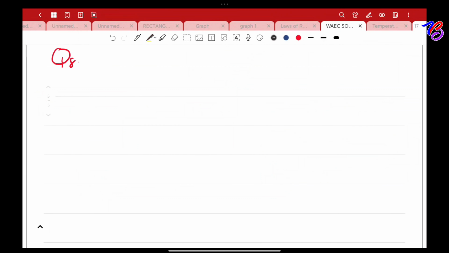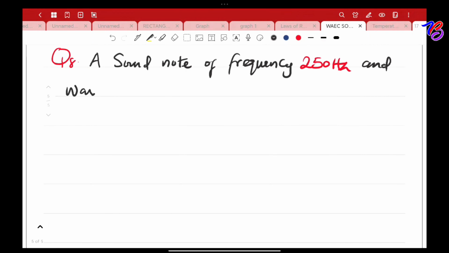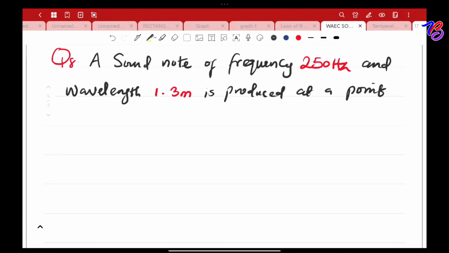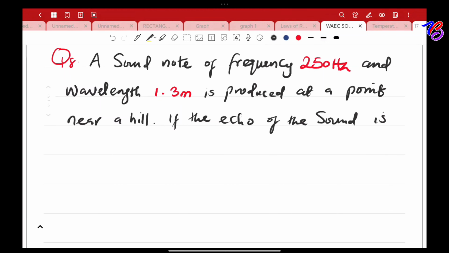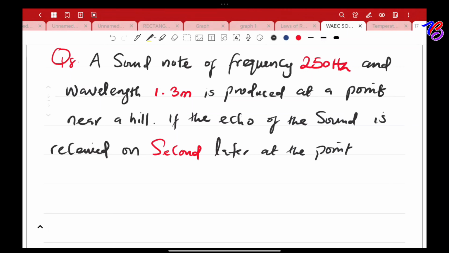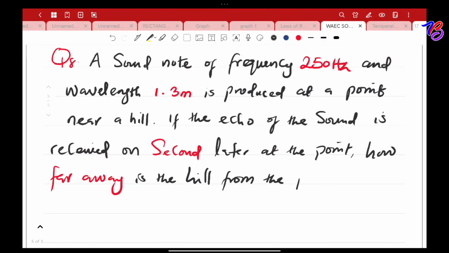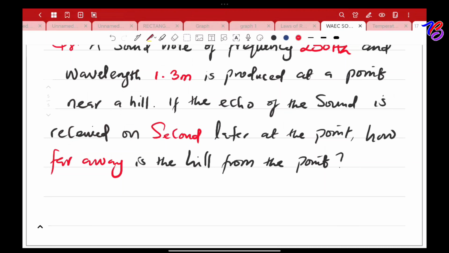Next question. A sound note of frequency 250 Hz and wavelength 1.3 meters is produced at a point near a hill. If the echo of the sound is received 1 second later at the point, how far away is the hill from the point? That's the question. Using the triune component solution, let's extract the given data.